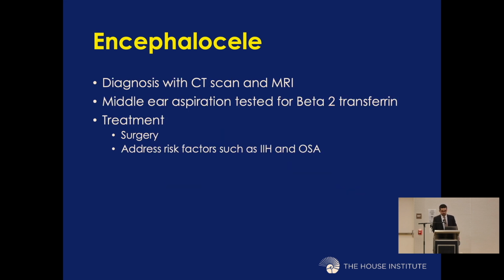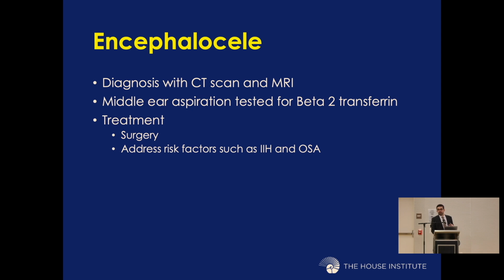In terms of diagnosis, they would need CT scan and MRI. If there is middle ear effusion, we can aspirate it and send that for a protein called beta-2 transferrin. It can be found in certain fluids in the body, but when it's in the ear, the only explanation is essentially a CSF leak. And once you get that, then there's no question that this is a CSF leak patient. And then you would need to do surgery to repair it.